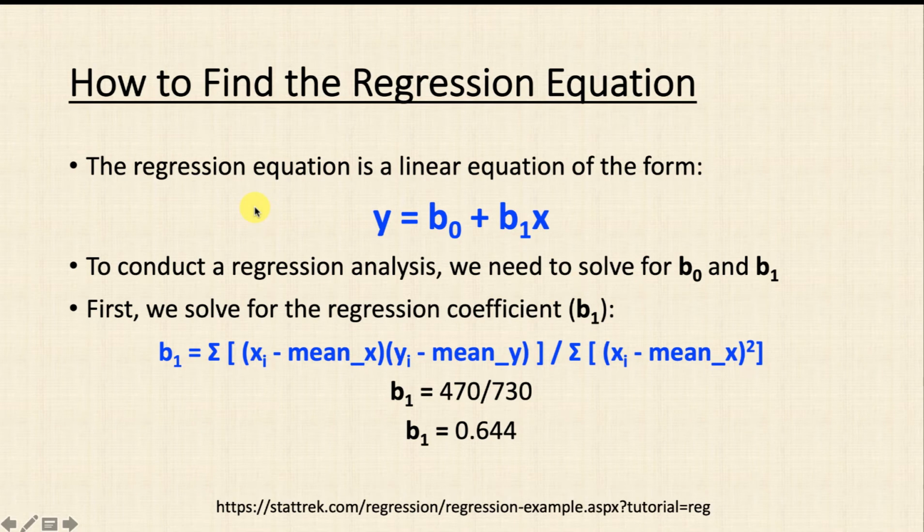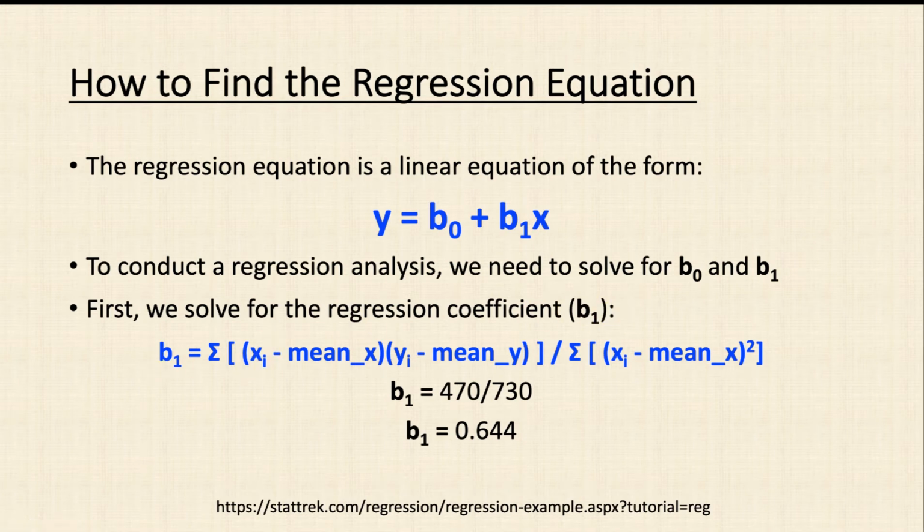So first of all we start with how to find the regression equation. We have a regression equation in a linear form, that y is equal to b0 plus b1x, right? Now to conduct a regression analysis we need to solve for the coefficients b0 and b1. Then we can predict the value. So first we need to solve for the regression coefficient b1. So here is the equation, right?